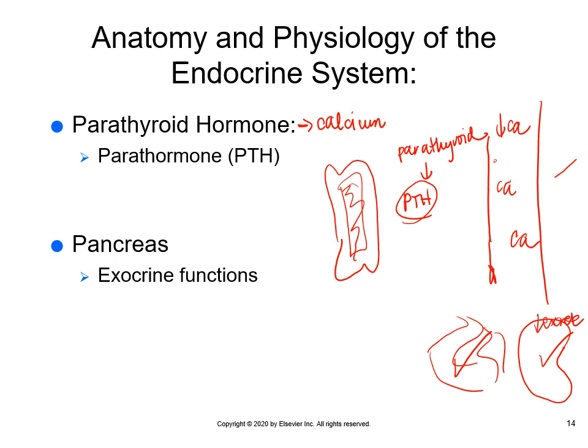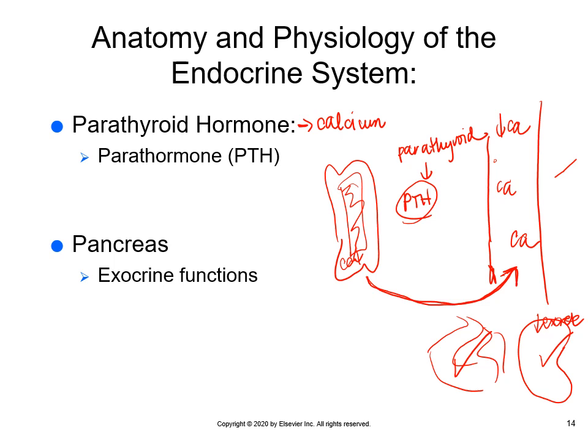And then it's going to tell the bone, can I transfer calcium? I need to transfer some calcium from you, bone, to the blood because I need to increase the calcium in the blood. Okay, so those are the functions of the parathyroid hormone.